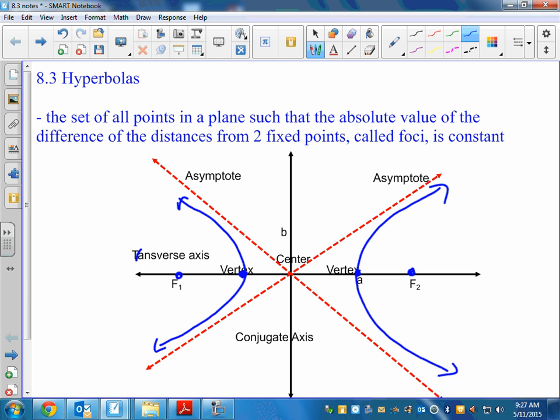Tricky thing about this is we can talk about A, B, and C again, but in a hyperbola, C is the biggest. So the relationship is that C squared equals A squared plus B squared. So you got to keep straight, in the ellipse, A is the biggest one. In a hyperbola, C is the biggest one. So I left lots of blanks for you to fill in on this, right? That's exciting.